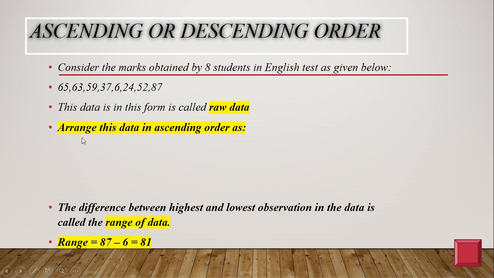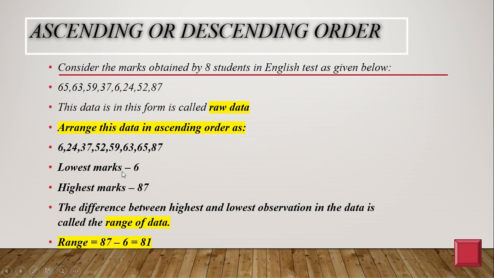First, arrange this data in ascending order. Ascending order means smallest to biggest. From this data, we arrange in ascending order: 6, 24, 37, 52, 59, 63, 65, 87. From this arranged data, we can interpret the highest and the lowest marks. The lowest mark here is 6. The highest mark here is 87.